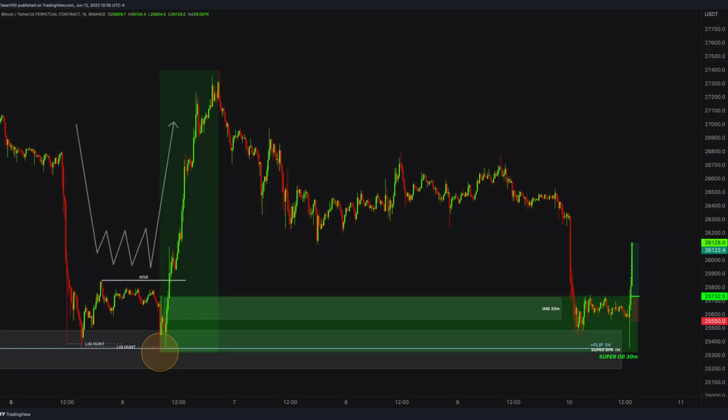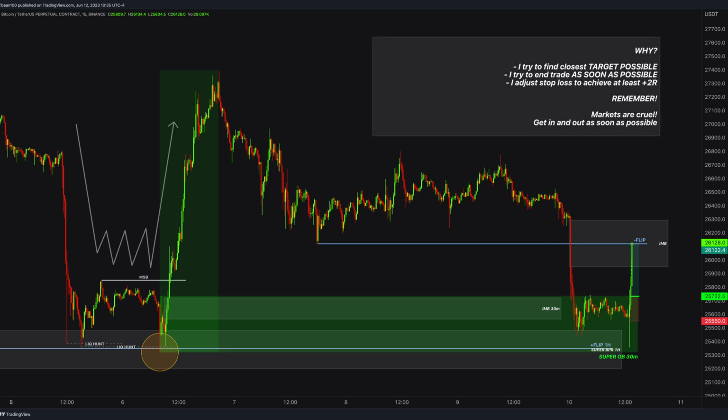Let's talk about targets and trade management. Obviously, this mega 15-minute imbalance was the first target, which has this flip inside this mega imbalance gave me a precise location to target. Now, as a day trader, what are my priorities? Firstly, I tried to find the closest target possible. Then I want to end the trade as soon as possible with that close target, adjusting my stop losses to get at least 2-hour trades.